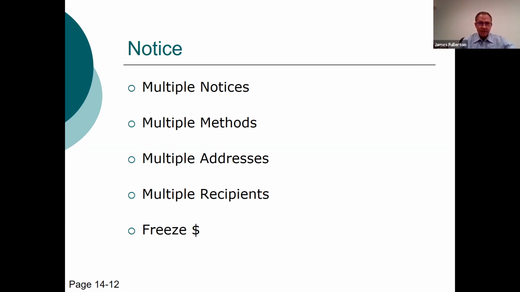Now it's a little better because you can use Federal Express. You can send it overnight, but I would suggest that in addition to sending it Federal Express, I would always send it certified mail because that's cheap. That just costs a couple dollars. If you have a fax number, you send it by fax. If you have an email address, you send it by email.